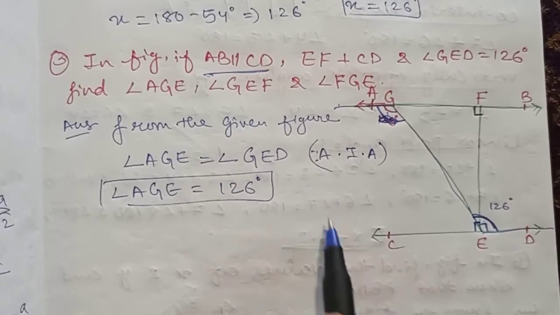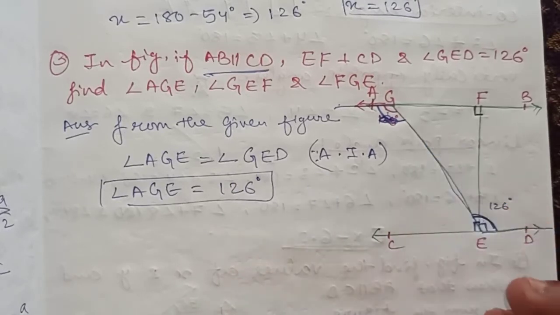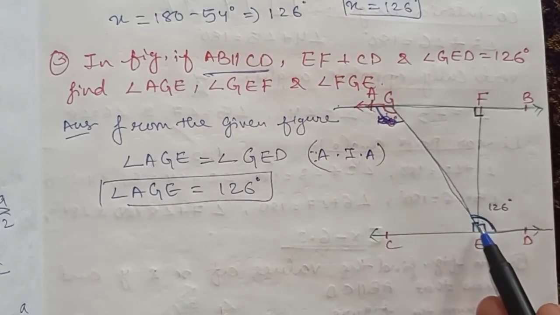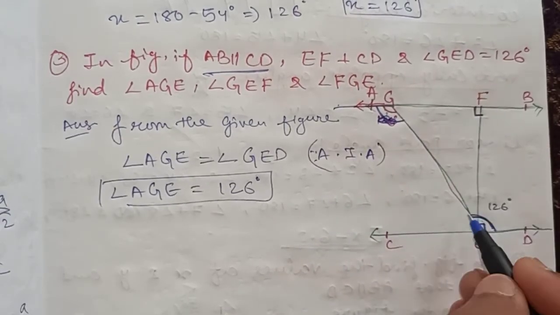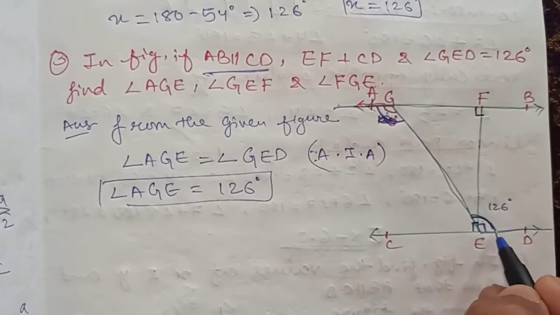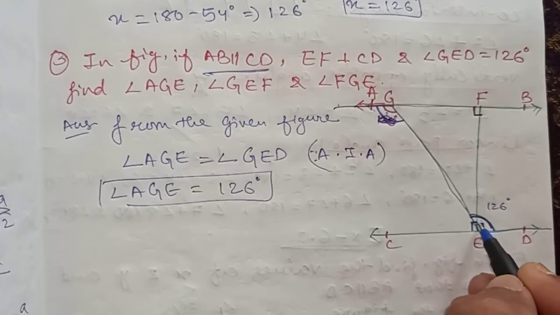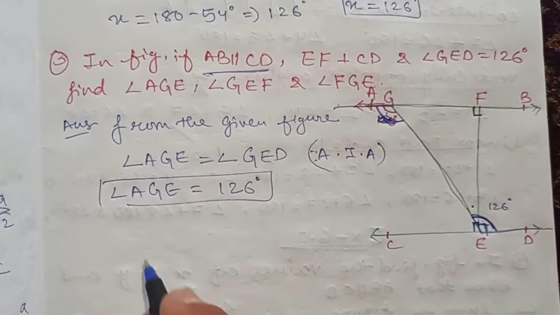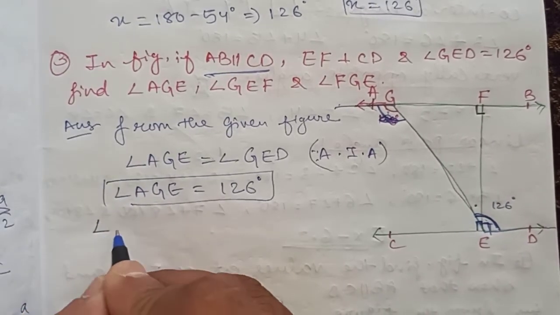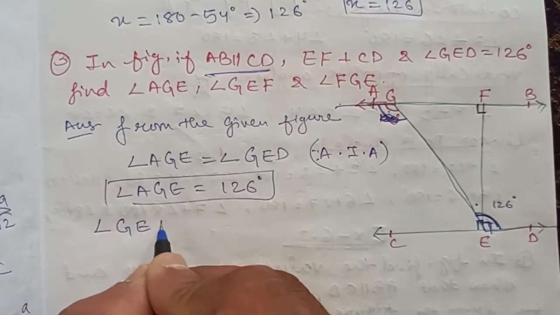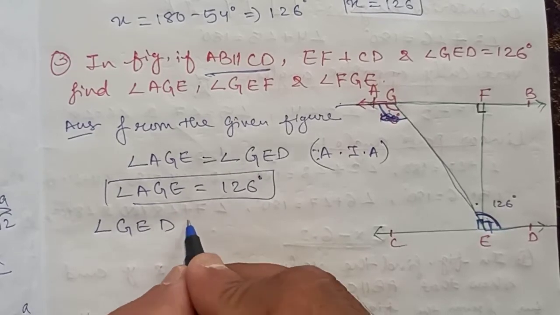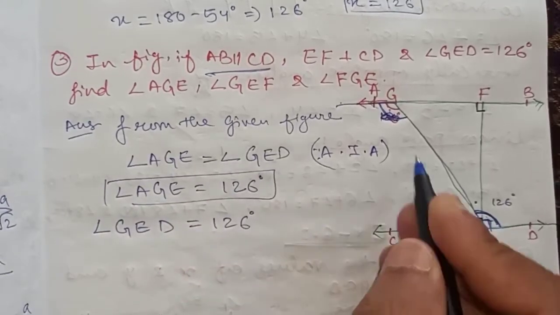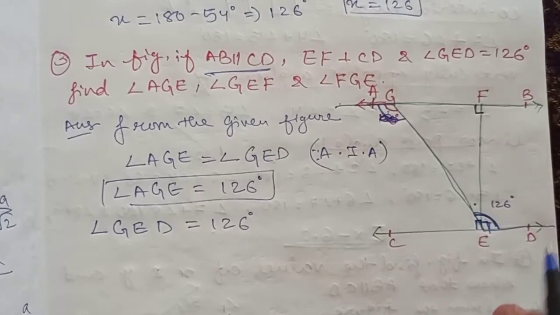Next is GEF. Where is GEF? This angle is GEF. This total angle is how much? 126 degree. This is how much? 90. So this will be how much? Getting? Look at here. Angle GED equals to 126 degree.